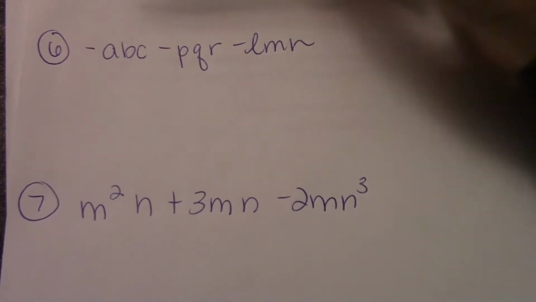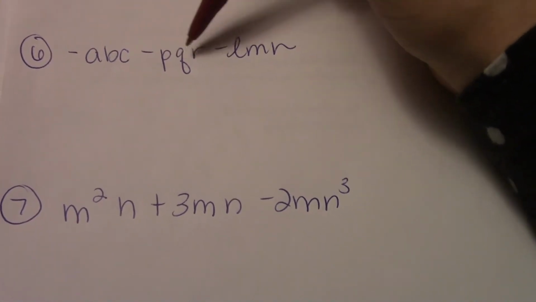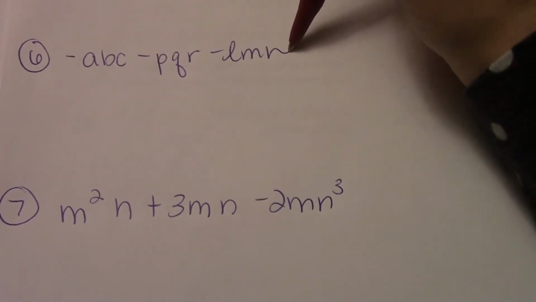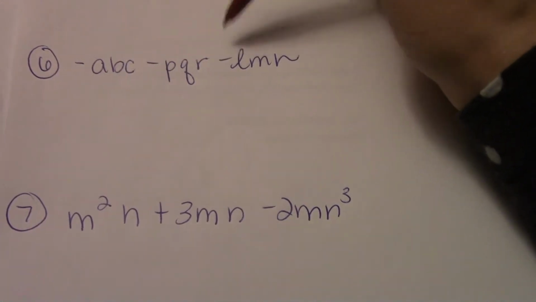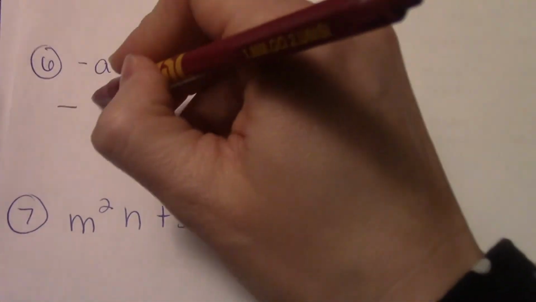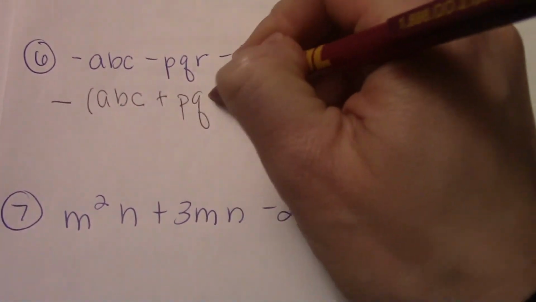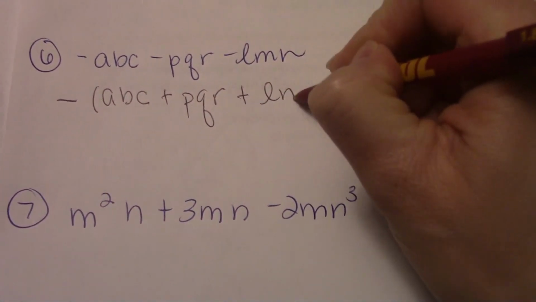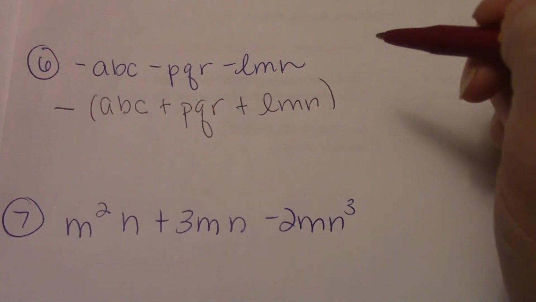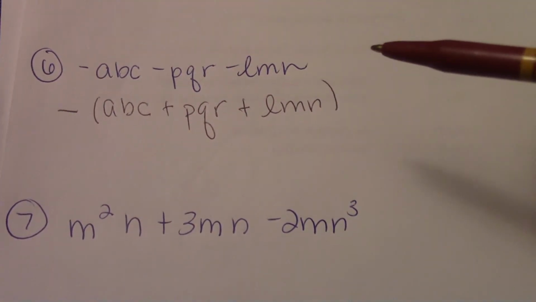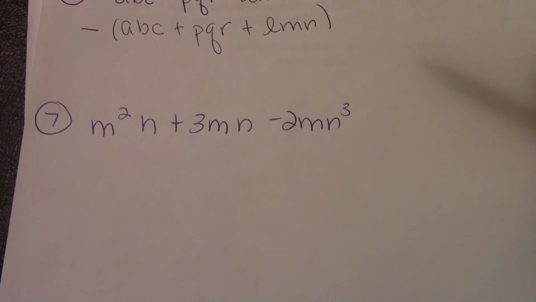So 6. Now, A, B, C, P, Q, R, L, M, N. None of the letters are the same, but notice each one has a minus sign. So I can just take out that minus and make everything in here positive. I'm not changing any of the letters because none of the letters were the same in all 3 pieces. Try 7 on your own.